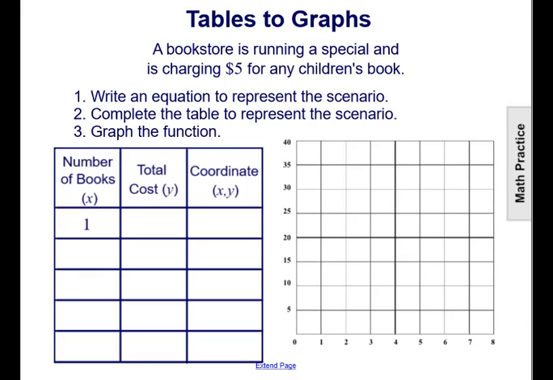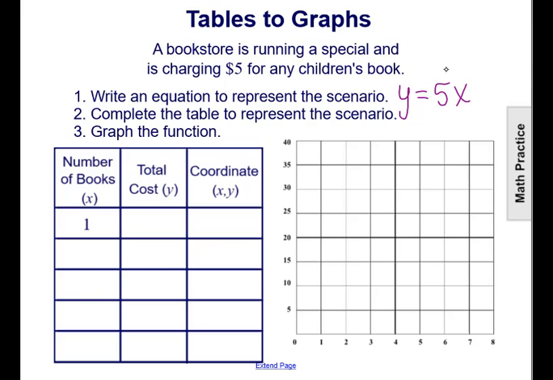So if we have an equation to represent the scenario, well, what is the scenario? Let's remind ourselves. Again, a bookstore is running a special and is charging $5 for any children's book. So if we use x as the number of children's books and y as the total cost, we would have that the total cost y would equal $5 times the number of books. So the amount of books you buy, if you multiply by 5, that will give you your total price.